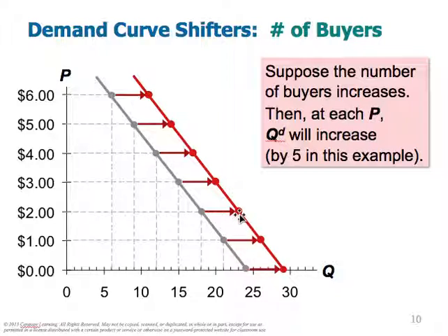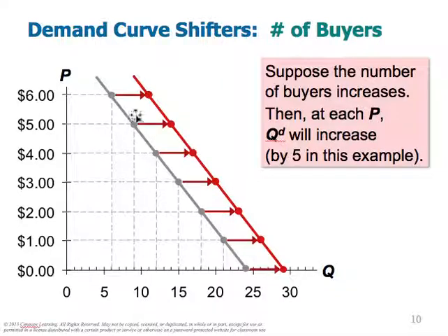Anyway, the main point here is that for all different prices, for $1, $2, $3, $4, $5, or $6, you can see that the quantity demanded has increased. For example, when the price was $6 previously, quantity demanded was 6. But now, because there has been an increase in the number of buyers, the quantity demanded at $6 is going to increase from 6 to maybe 9.